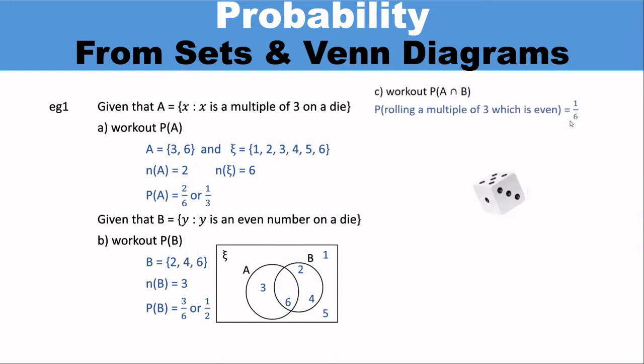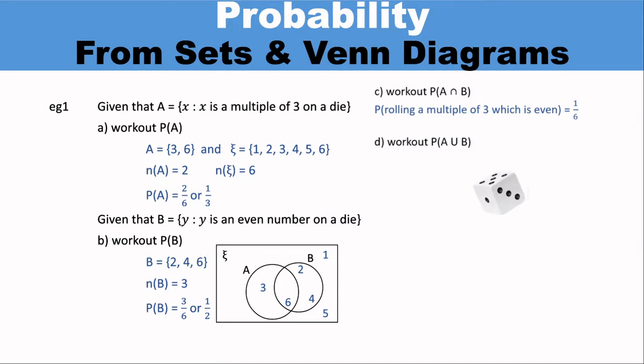Now that's 1/6, because as you can see in my Venn diagram, here are my multiples of 3, here are my even numbers, the only even multiple of 3 is a 6 in the intersection of my two sets. So there's one value in the intersect of the two sets. So that's 1 out of the total number of values in the universe, which is 6, 1/6.